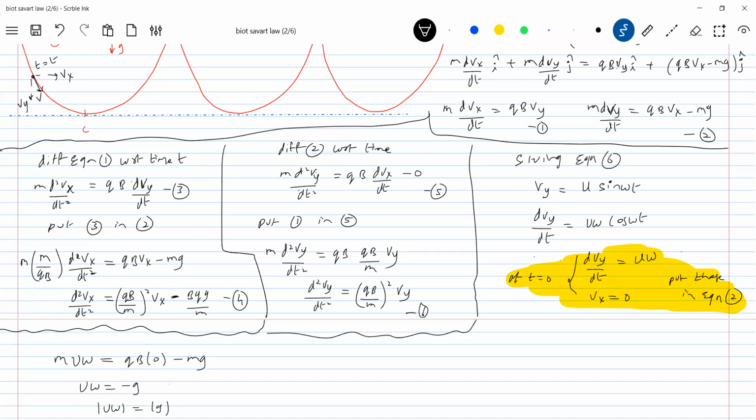Okay, now after getting this, I now have the value of u, because we assumed it. So now I'll write down the equation. u omega equal to g. Omega is bq by m. So in place of u, what can we write now?